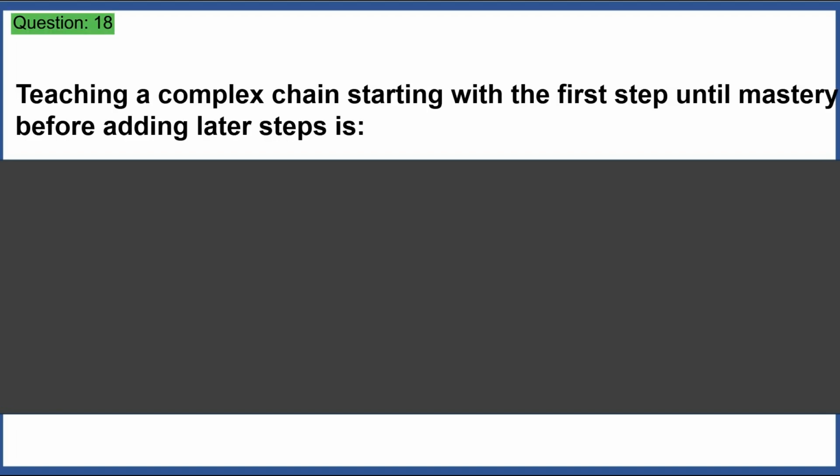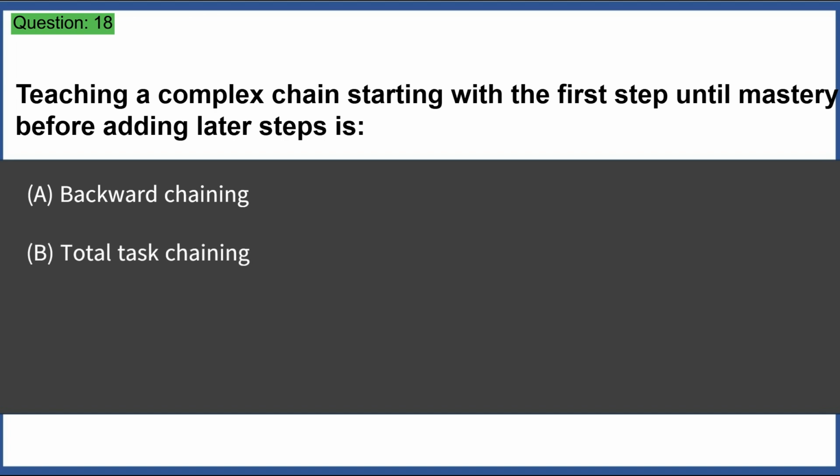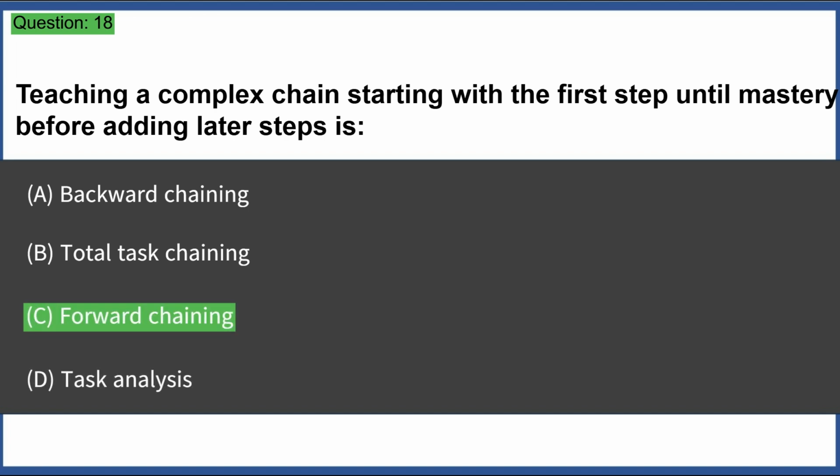Teaching a complex chain starting with the first step until mastery before adding later steps is A. Backward chaining. B. Total task chaining. C. Forward chaining. D. Task analysis. Answer C. Start at step 1 forward.